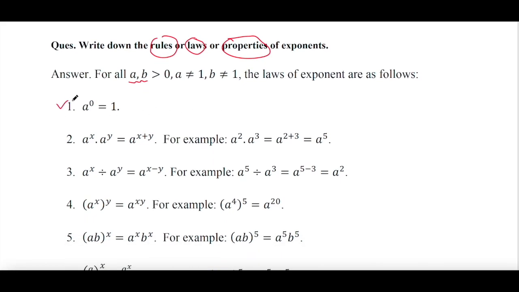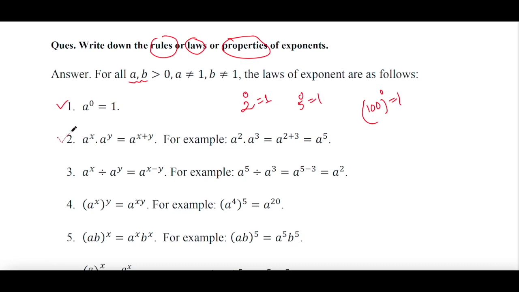First one, we know something to the power 0 equals 1. For example, 2 to the power 0 equals 1, or 5 to the power 0 equals 1. Any real number to the power 0 will be equal to 1. 100 to the power 0 is equal to 1. So this is the first property.